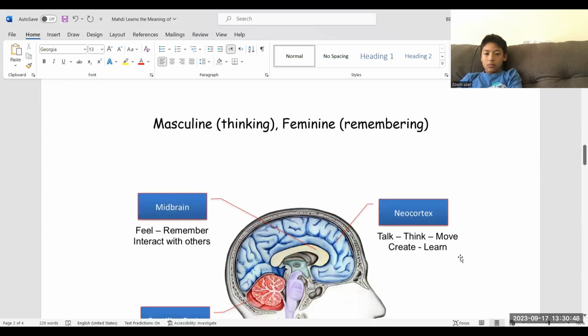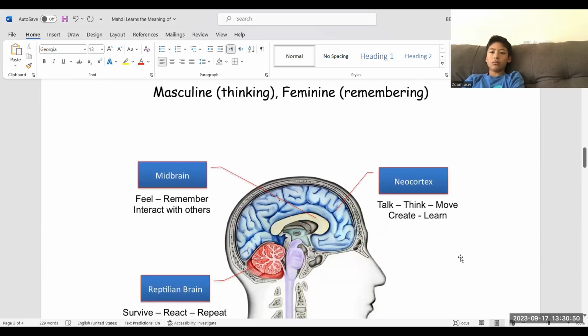So masculine has to do with thinking. It's a principle in the mind. Masculine has to do with thinking. Feminine has to do with remembering. Repeat that back to me, please. Masculine has to do with thinking. Feminine has to do with remembering.